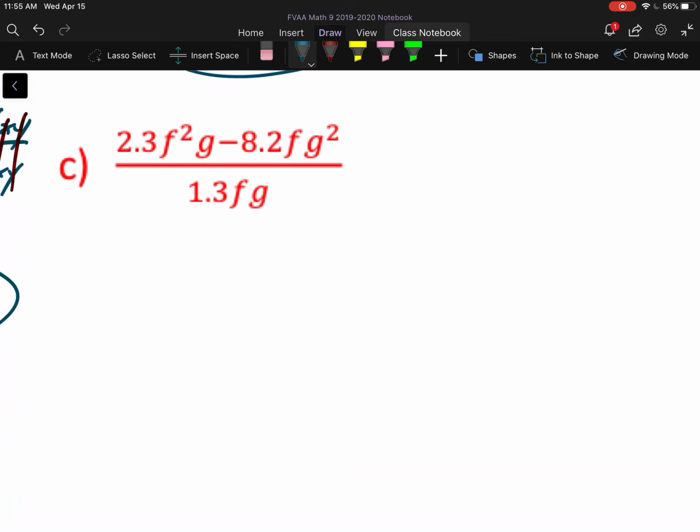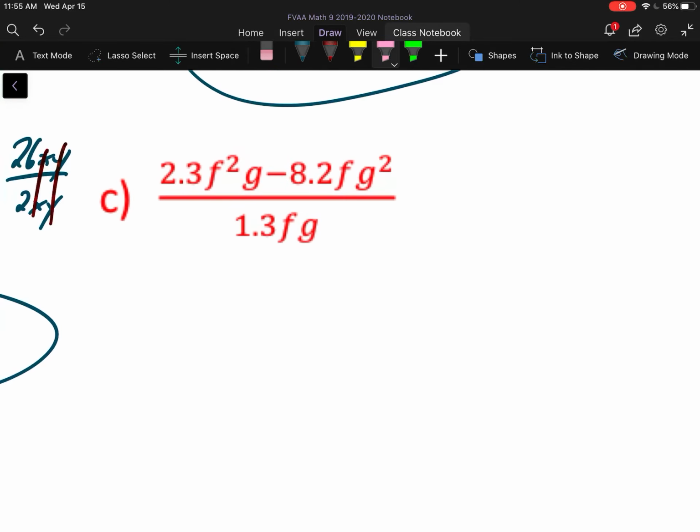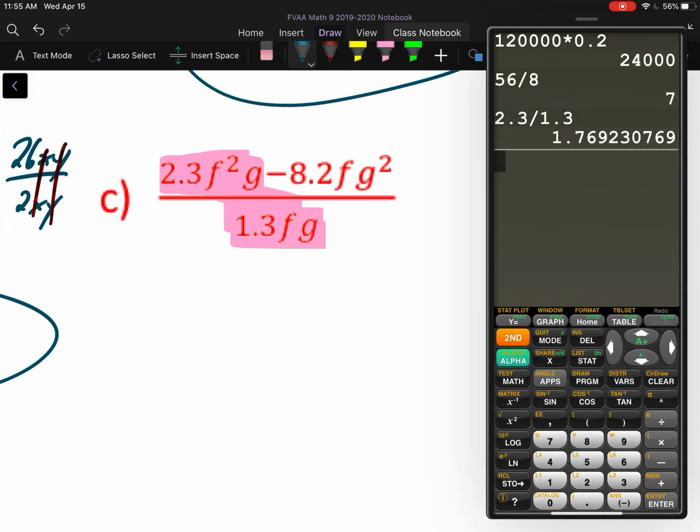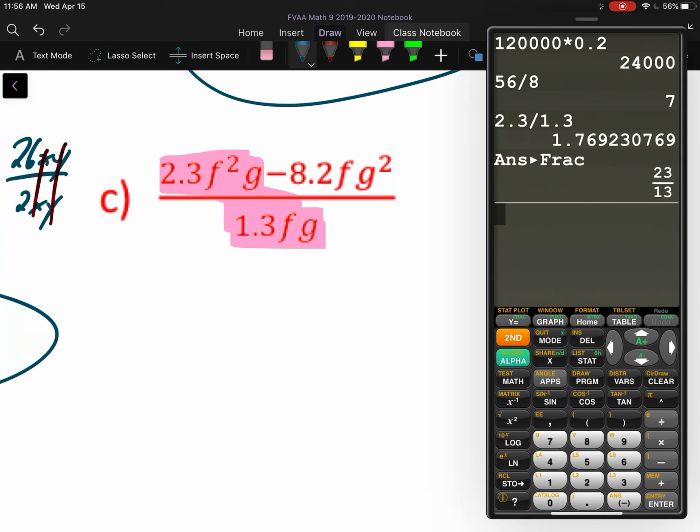One last one here. I have 2.3 f squared g divided by 1.3 fg. All right, so 2.3 divided by 1.3 gives me... I wonder here if I can turn this into a fraction. 23 over 13, if I get rid of the decimal. Okay, I'll use the decimal. They're using decimals here, so we can use approximates as well. So one decimal place is going to give me 1.8.